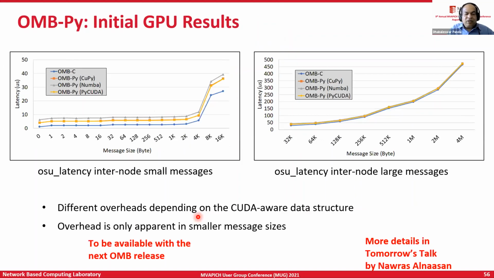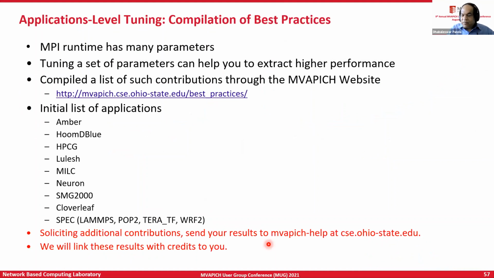And similar things we have also done for the GPU side. Here we have OMB-Py for CuPy, NumPy, PyCUDA. Here we see some different kinds of overheads. So this will be available with the next OMB release. And in fact, tomorrow there is a short presentation by Nawras. He will go into more details on this.